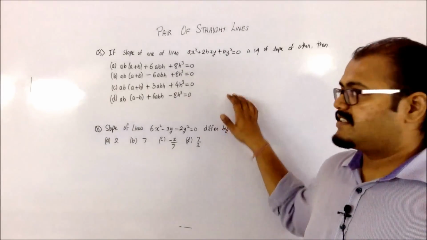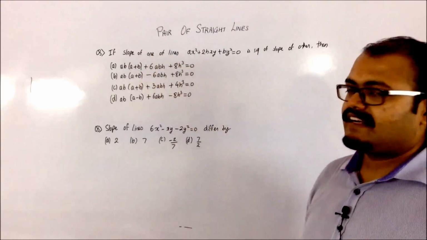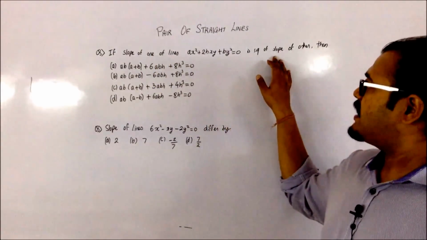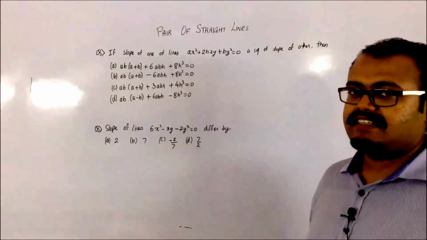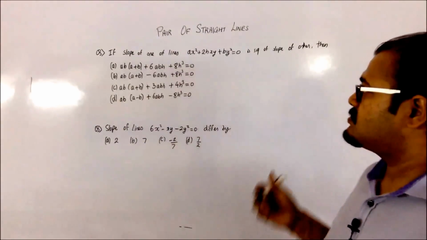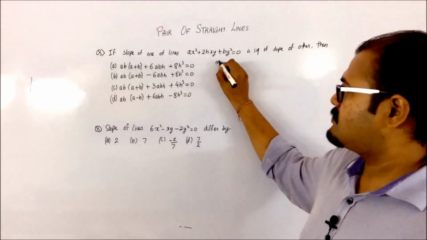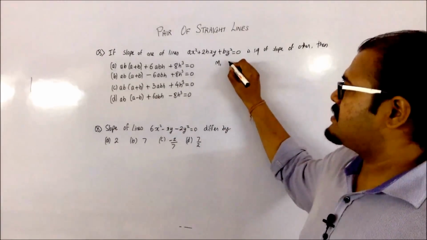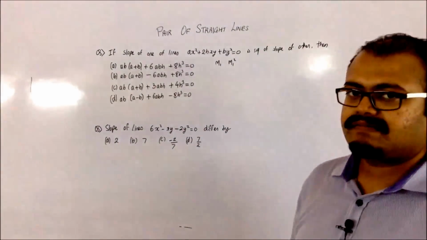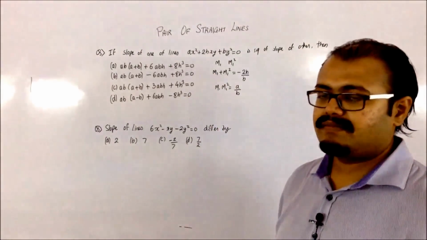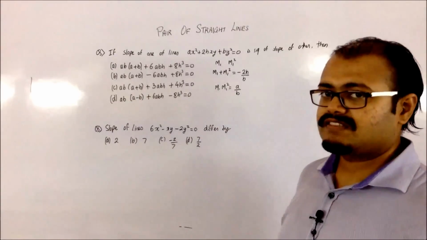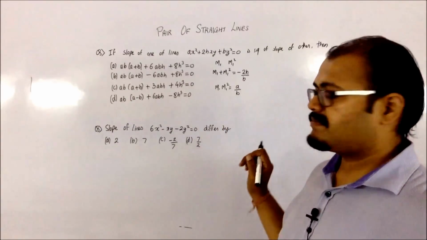In the next section, if the slope of one line is given as the square of the slope of the other line, then these are the conditions I have to check. So what I will do is, let one of the slopes be m1, so the other will be m1 square. I know that the sum of the slopes is given by minus 2h by b and the product of the slopes is given by a by b.